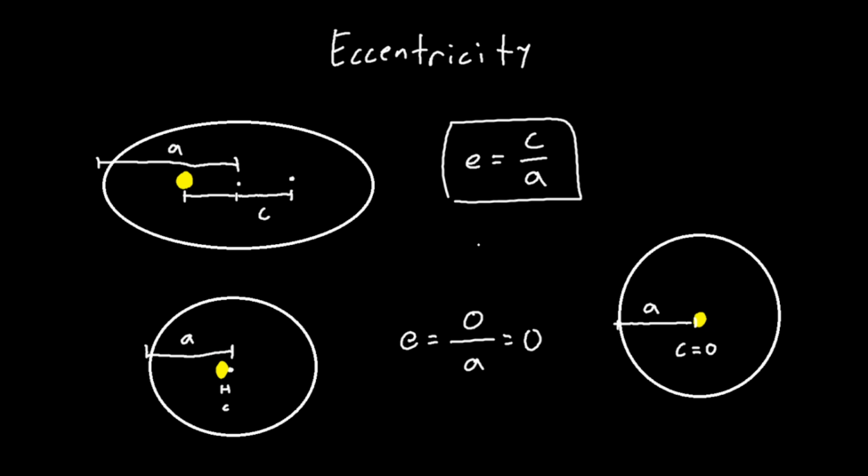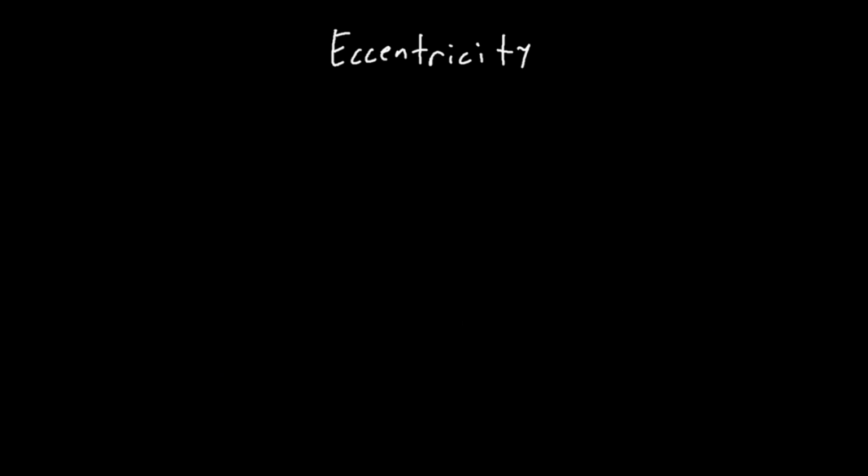But if your eccentricity is a larger and larger number, then you're going to have a more elliptical orbit. So eccentricity, all in all, just describes how elliptical something is. And if you approach 0, then you are perfectly circular.